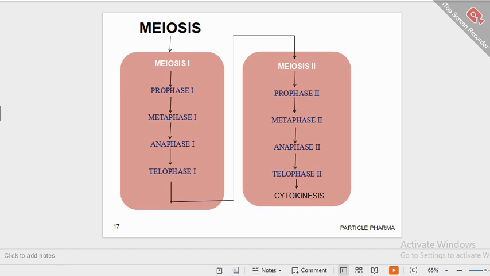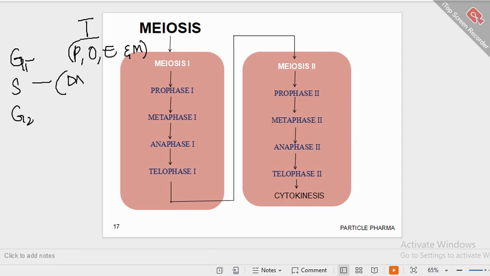Next, the cell before entering into meiosis should first pass through interphase. As we know, interphase is divided into three subphases: gap 1, synthesis and gap 2. In gap 1, there will be a formation of proteins, organelles, enzymes and molecules. Next, in synthesis, there will be DNA duplication or replication.